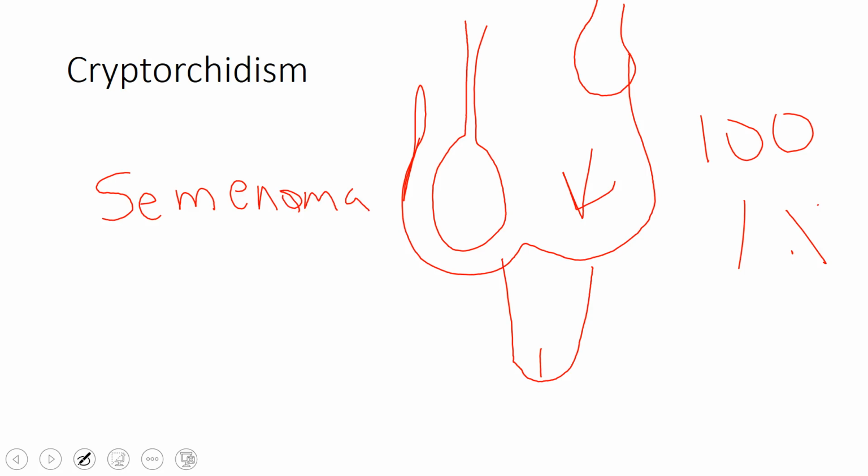Okay, so be careful of that. Next is orchitis, and this is inflammation of the testicle. I don't know why they use the word orchitis. That's probably got some weird Latin root or something.